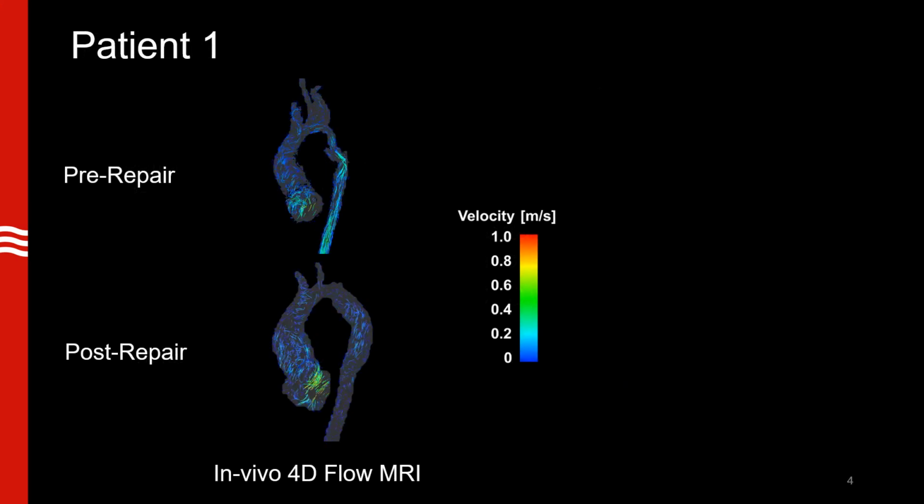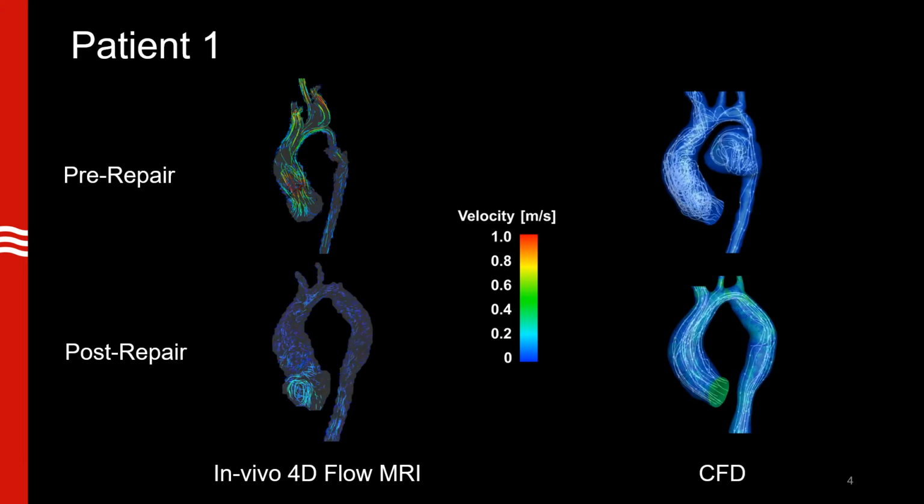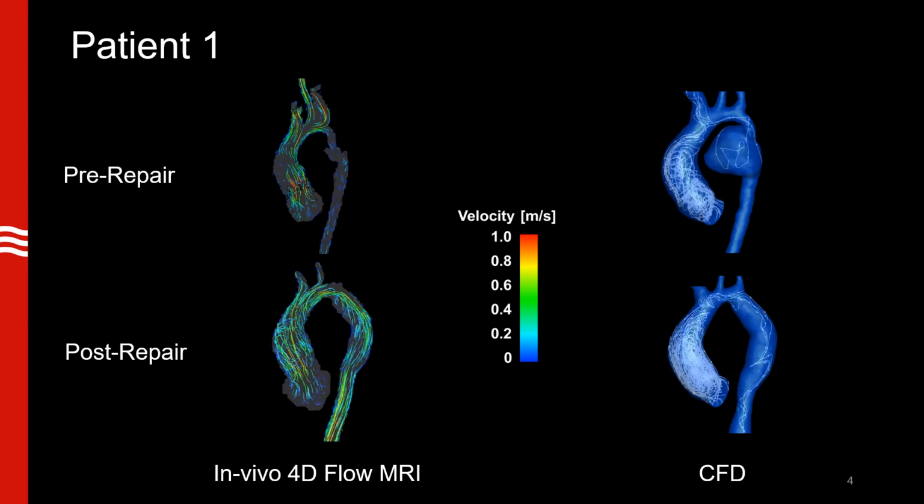Here we present the in vivo 4D flow MRI data for patient 1. And these are the results we get from our CFD simulations. We want to compare the 2 results and analyze how close they are to each other. We can qualitatively observe that the velocity magnitudes match at various stages of the cardiac cycle.